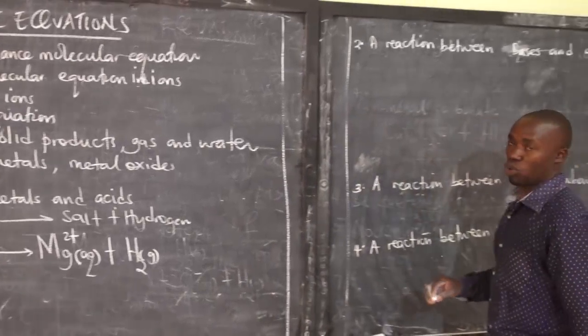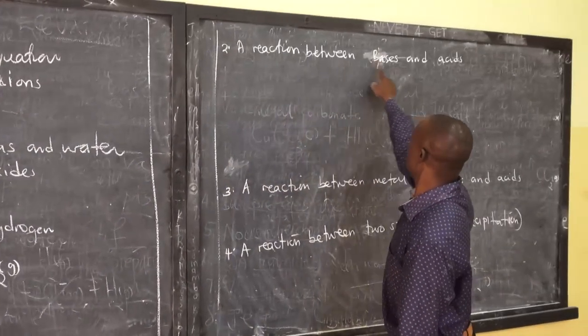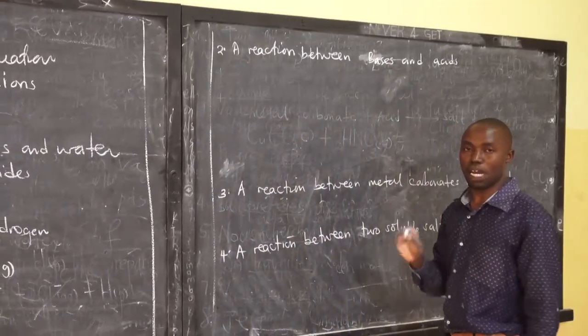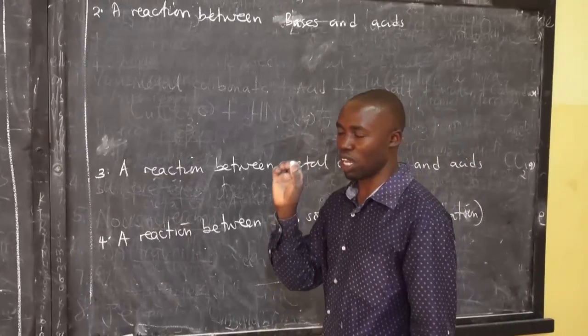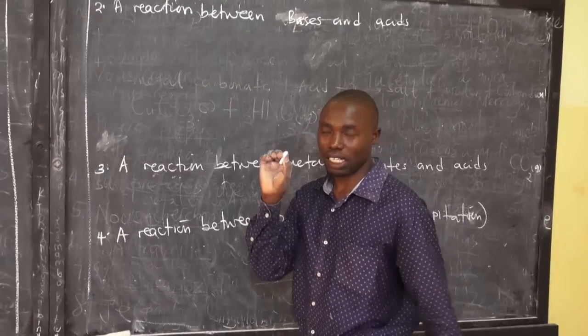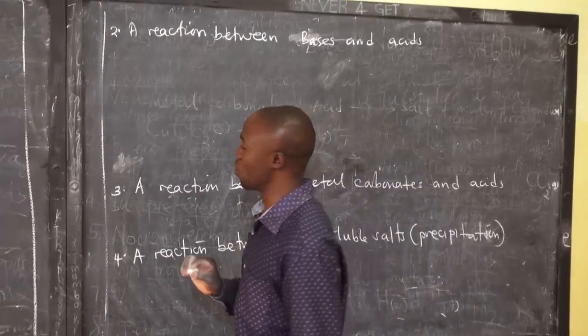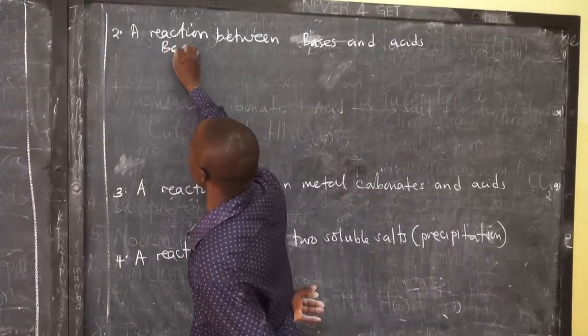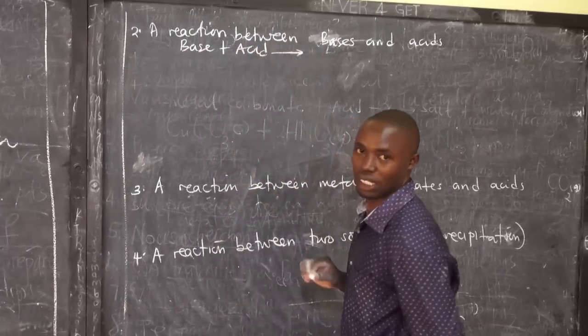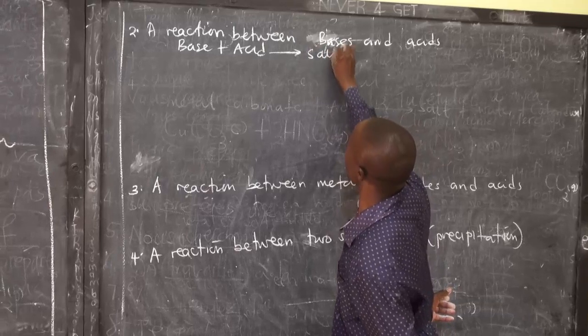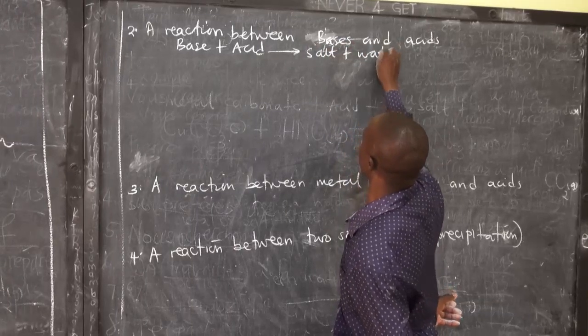Now in example 2, we are looking at the reaction between bases and acids. Remember, bases are divided into 2. We have metal oxides and also we have metal hydroxides. Let's first jump into metal hydroxides. So every base plus acid, we receive 2 things. We receive a salt plus water.